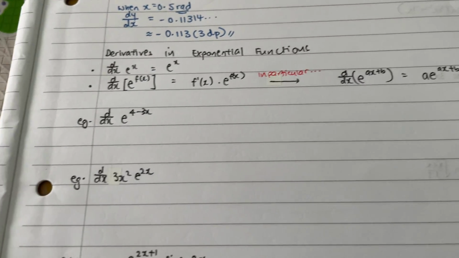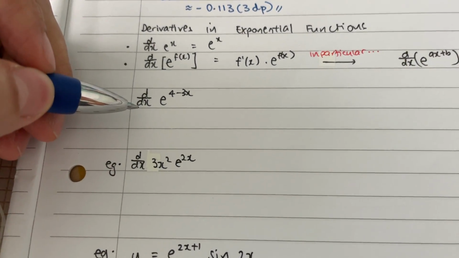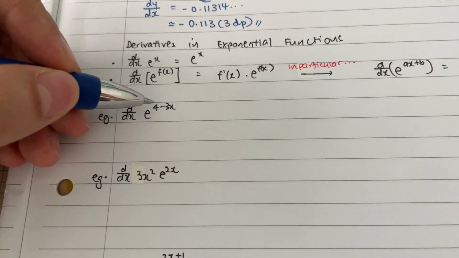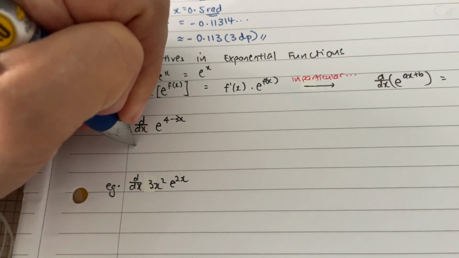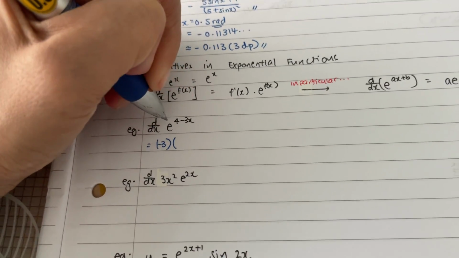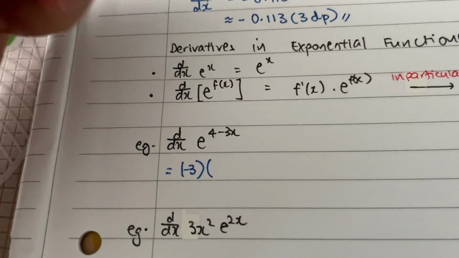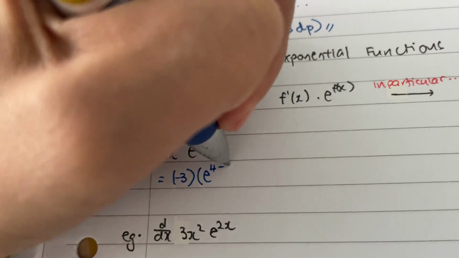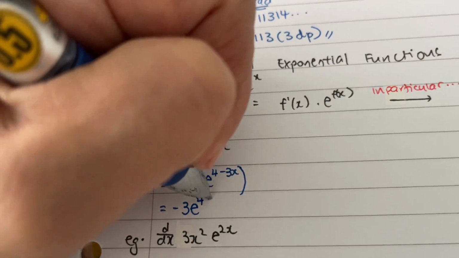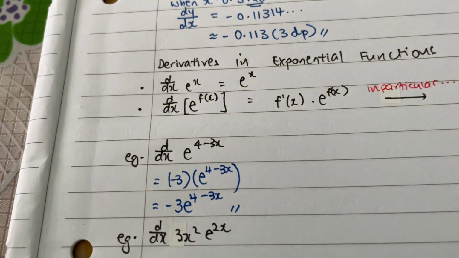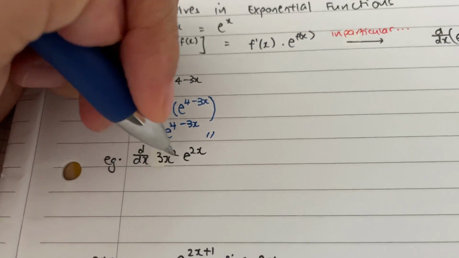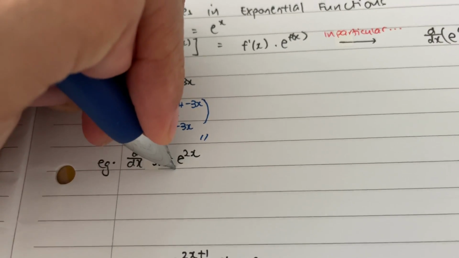So without further ado, let's take a look at some examples. To find the derivative of e to the power of 4 minus 3x, we have to differentiate 4 minus 3x. That will give us minus 3, and whatever we have in the original expression remains. So we get minus 3e to the power of 4 minus 3x. That's our answer.